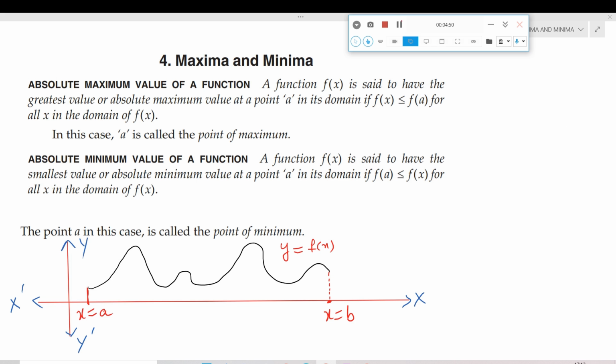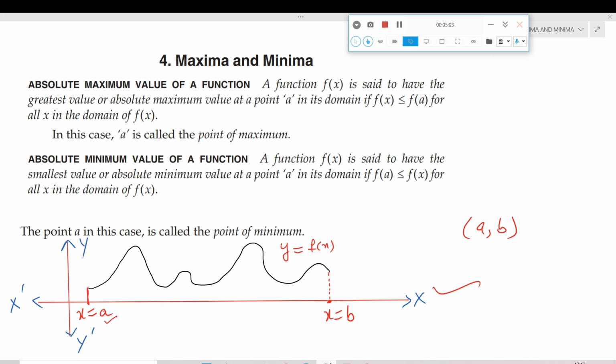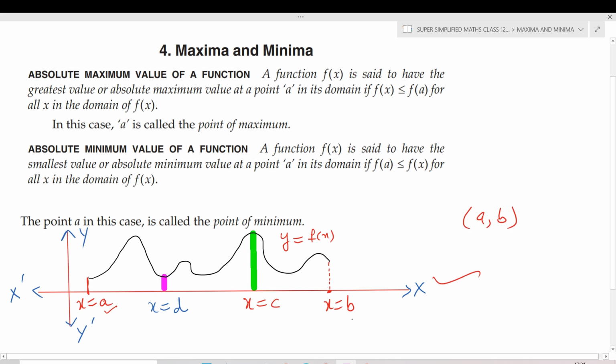So now consider the graph of the function y equal to f(x). Look at this figure. Here you can see that the domain of the function is the open interval (a, b), and we are considering this function. In this graph you can notice the maximum height of this whole function. As you can see, we have drawn the graph of the function in its domain a to b, and this is the complete graph.